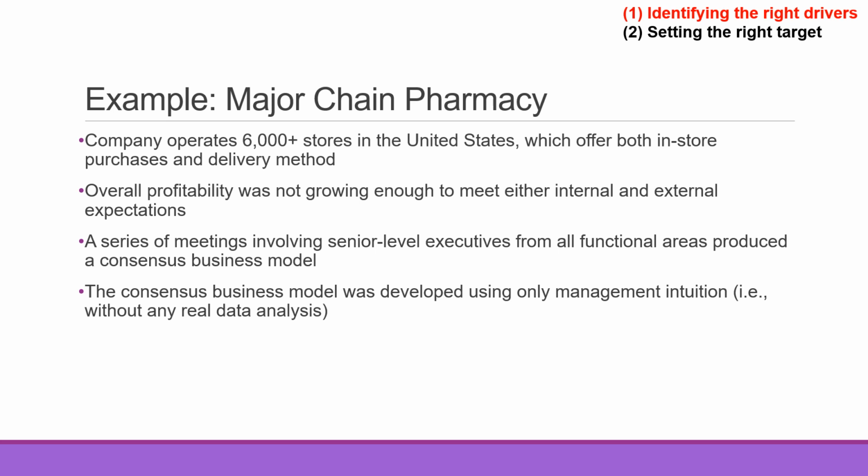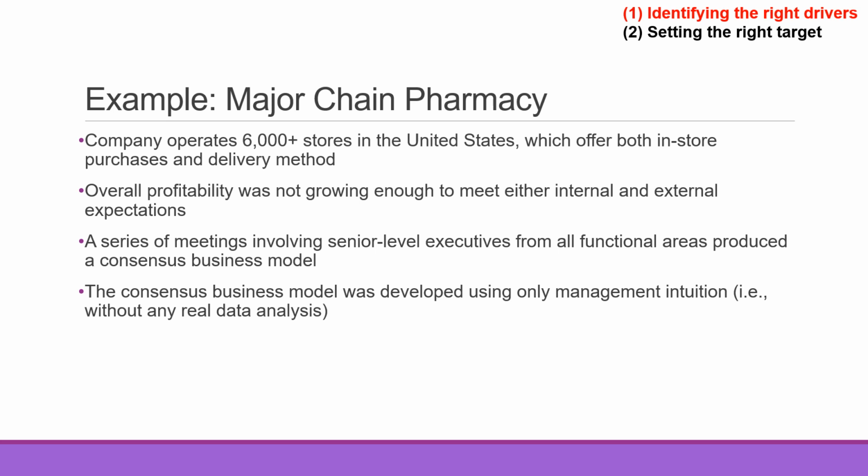We have a major chain retail pharmacy, and the company has about 6,000 plus stores in the United States. Some of you may think of Walgreens or CVS. This is a hypothetical situation, but you can imagine it's very similar to the CVS and Walgreens business model. They offer in-store purchases. They also offer delivery services for selected stores. And they discovered that their overall profitability was not growing enough to meet their internal and external expectations. So senior management is really not happy, and they have met through a series of meetings and built this consensus model that we'll be reviewing in the next slide.